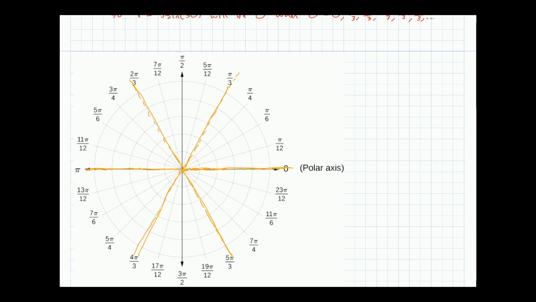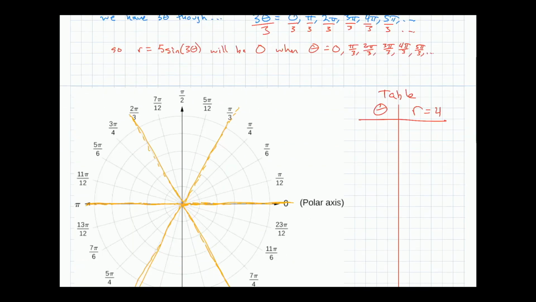So those are going to mark off the places where the radius is 0, basically. So if you come and make your table now, it might look like this. You've got your theta right there, and we're going to calculate the r right here from, for what was it? Sine 3 theta.